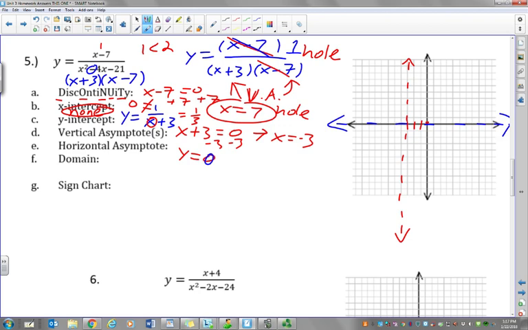X-intercept, you say none. For the y-intercept, you say 1/3. Cool. You getting it? Hope you're getting it.